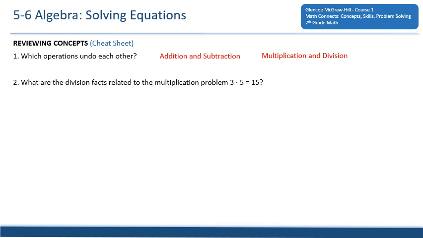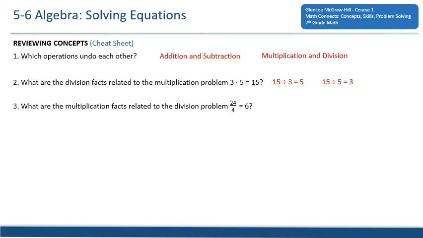What are the division facts related to the multiplication problem 3 times 5 equals 15? We could restate that to say 15 divided by 3 equals 5, and that's how we could undo the multiplication. Or 15 divided by 5 equals 3.